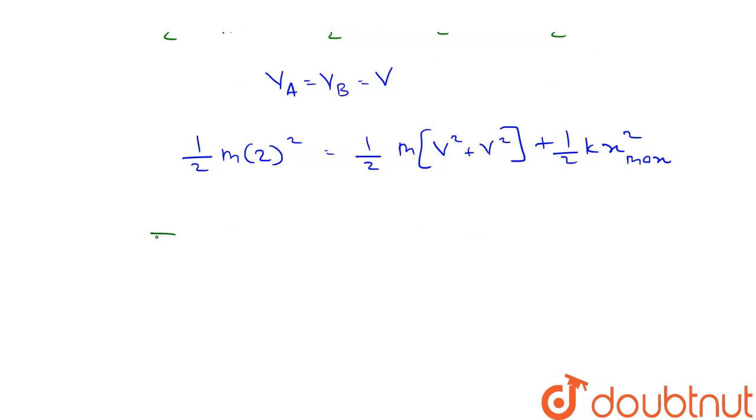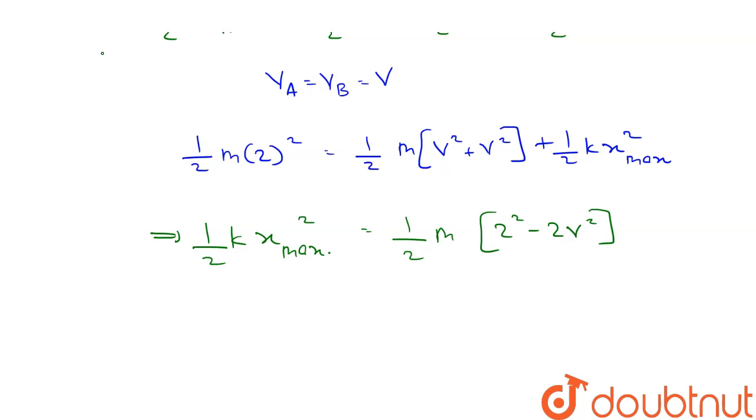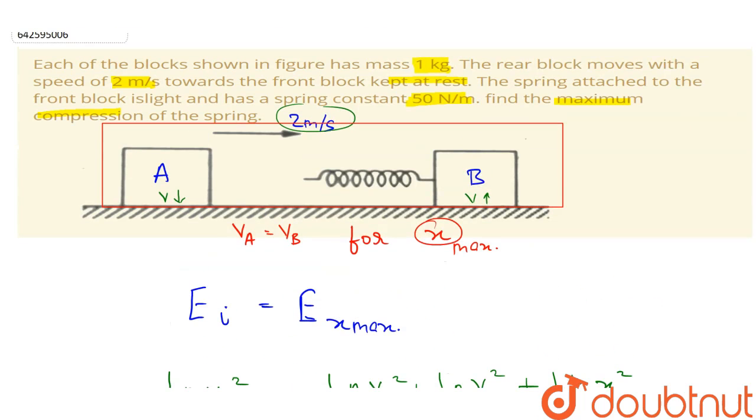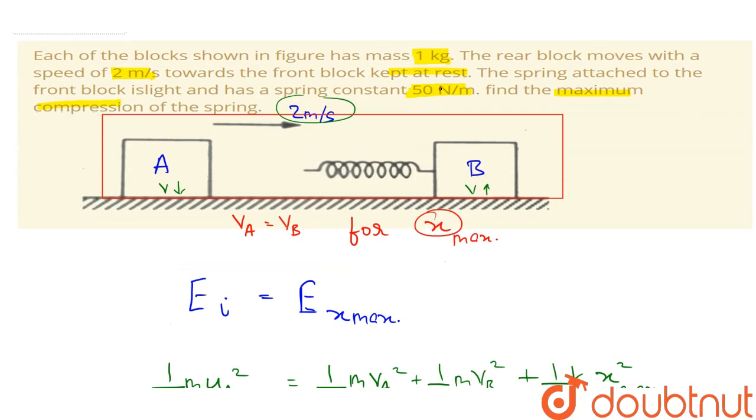After rearranging, we get half k x max square is equal to half into m into 2 square minus 2V square. Using this formula, we can calculate the value of x max, but we don't know the value of V yet. This can be calculated using the conservation of linear momentum principle.